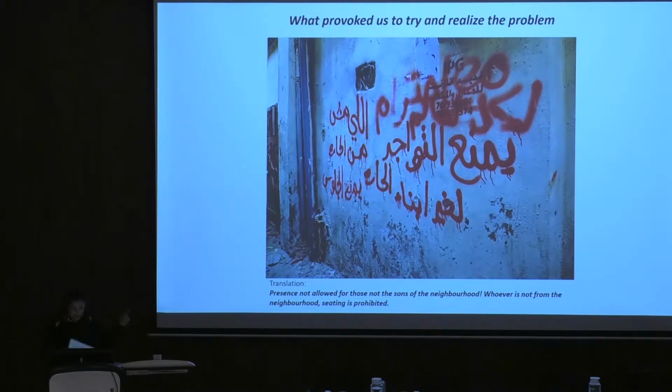So this image right here, which I captured recently in Burj al-Barajneh, says, "يمنع التواجد لغير أبناء الحارة، اللي مش من الحارة يمنع الجلوس." So pretty much, presence is not allowed for those who are not sons of the neighborhood. And here we can even talk about which hara, what neighborhood, how far it goes. Whoever is not from the neighborhood, seating is prohibited. And what really attracted me is the word yumna julus, because julus is sitting, and julus is, for me, the first public notion of space.